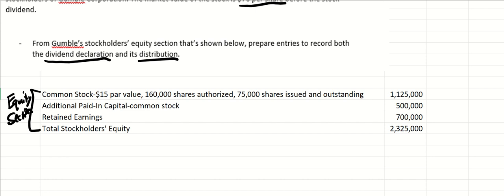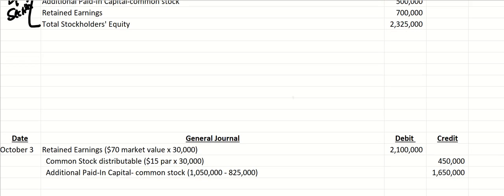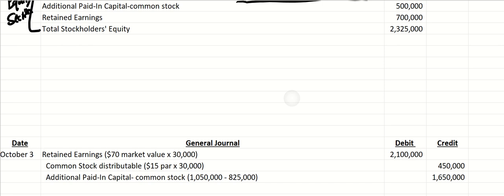We have our common stock here. It tells us that it's $15 par value, 160,000 shares authorized. We don't really care about the shares that are authorized. What we care about is this here that's underlined, the shares that are issued and outstanding of 75,000. Okay, that's what we care about. The total stockholders' equity here is 2.325 million.